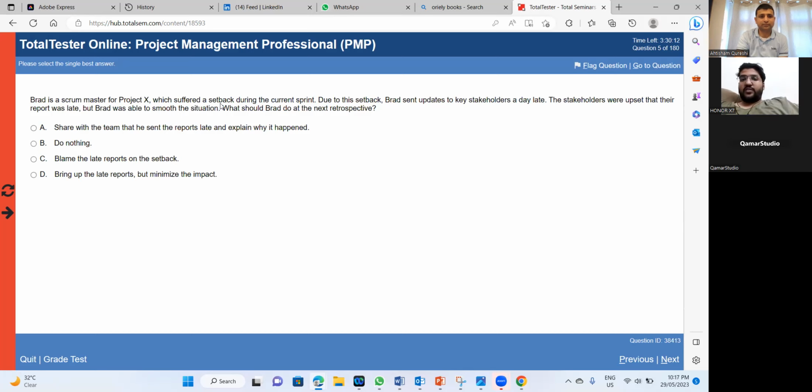Brad is a Scrum Master for Project X, which suffered a setback during the current sprint. During this setback, Brad sent updates to the key stakeholder a day late. The stakeholders were upset that their report was late, but Brad was able to smooth the situation. What should Brad do at the next retrospective?